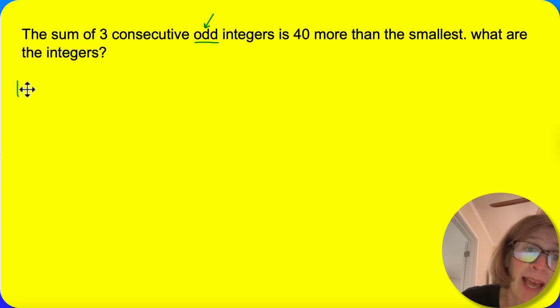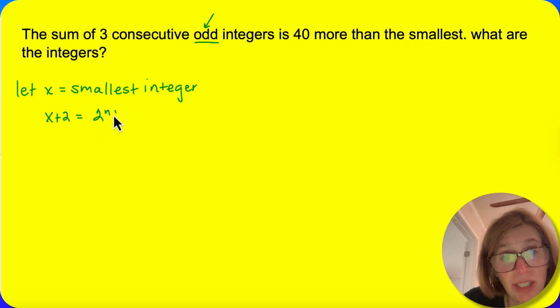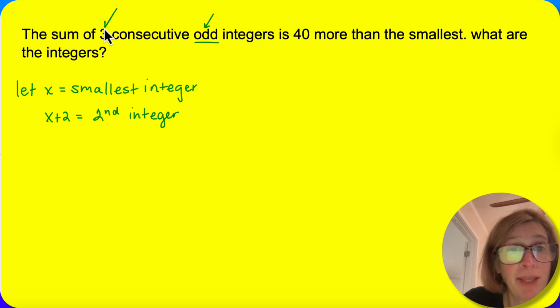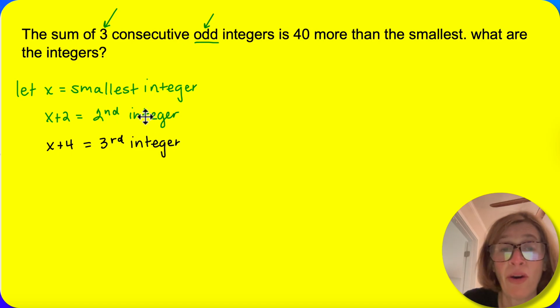So we are going to let x, remember this is the process, equal the smallest integer. So the next odd integer would be 2 away from that, so that would be x plus 2. I would call it the second integer. And because we're summing three things up, we need three let statements. So the next one would be x plus 4, and that would be the third integer. I have my let statements now ready to go.